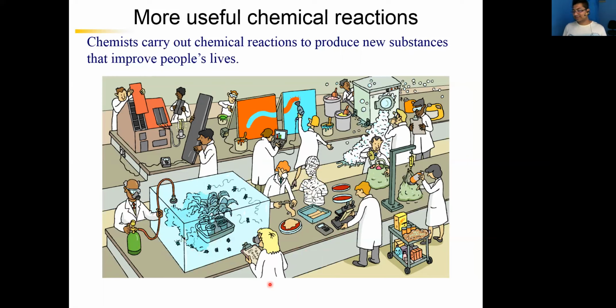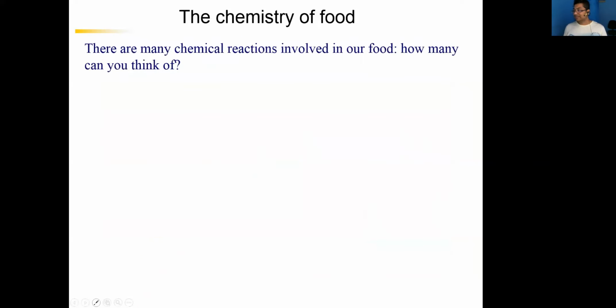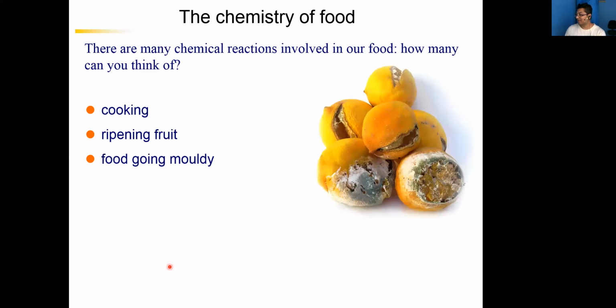Okay, so everyone got how chemical reactions are involved, right? Okay, now I would like to see how many things you can think of about the chemistry of food. Cooking. Okay. Next. Preparing fruits. Yes. Third one. Oh yeah, anything. You can say anything randomly. That's food. Going moldy. Did you see this? Moldy lemons. If you leave lemons for a long time, they will go moldy.